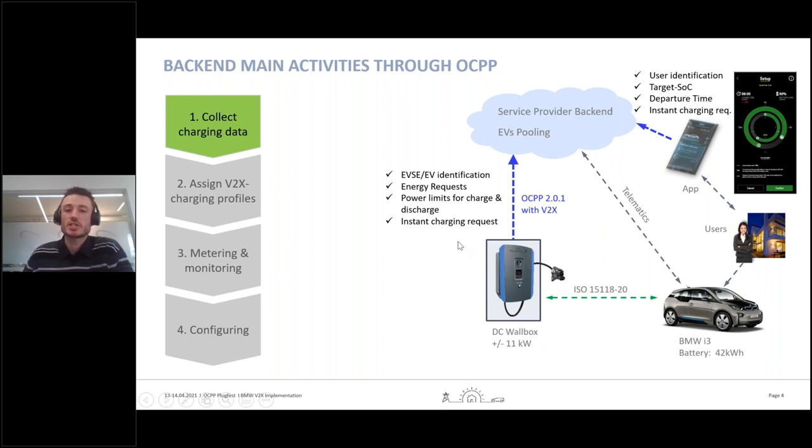Instant charging is a function that allows the user to have the car charged as quickly as possible and deactivate the V2X operation. This function can be activated at the wall box or in the mobile app. And from the mobile app, the backend will also collect the mobility needs of the user through the target SOC and the departure time.